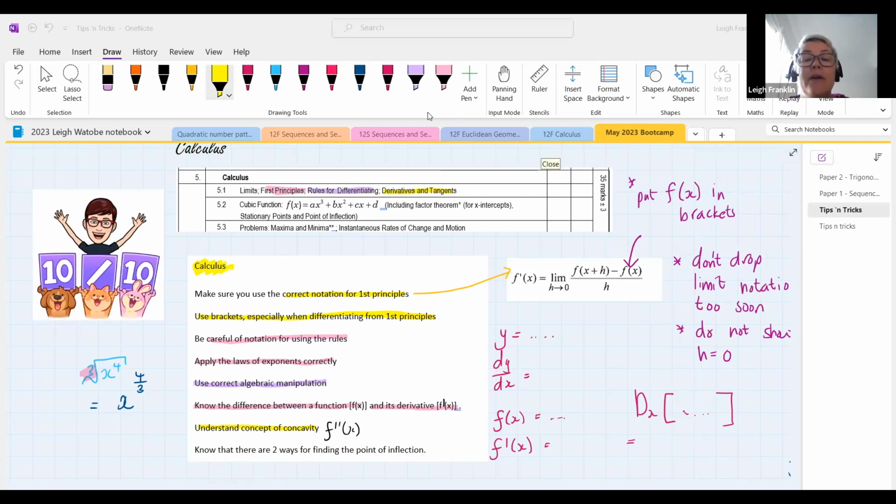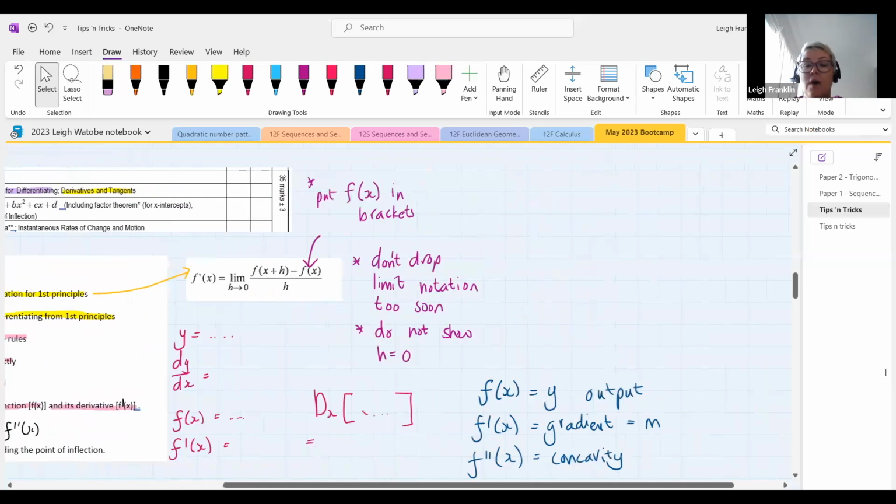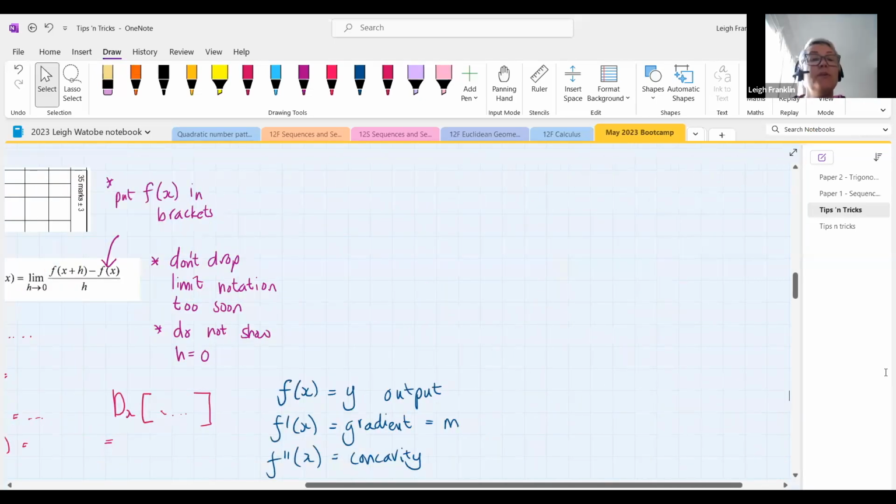Can I explain concavity again? Sure. Okay, not a problem. So let's again go onto the side. Okay, and let's draw ourselves a cubic function.